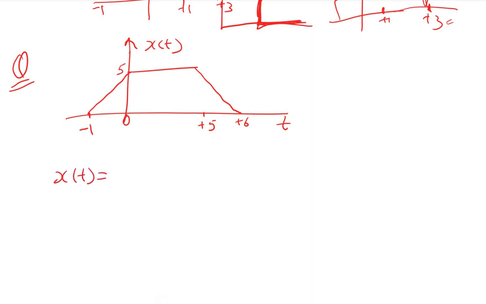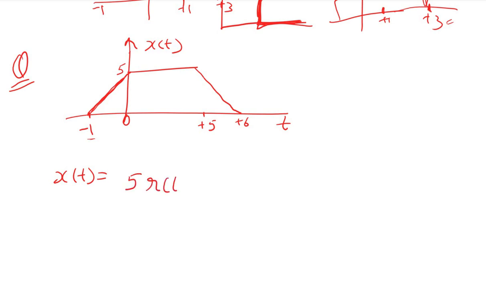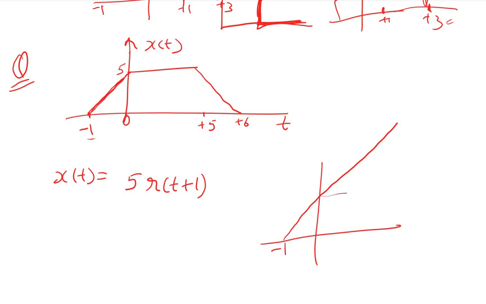We know that the signal starts from t is equal to -1, so it is a shifted ramp function. And the slope of this particular ramp function, you can see, is 5. The slope is 5. So it becomes 5 times r of t plus 1. It's a shifted ramp function with slope 5. So this 5 times r of t plus 1 would be something like this, right? But we need to limit this signal to this, right?